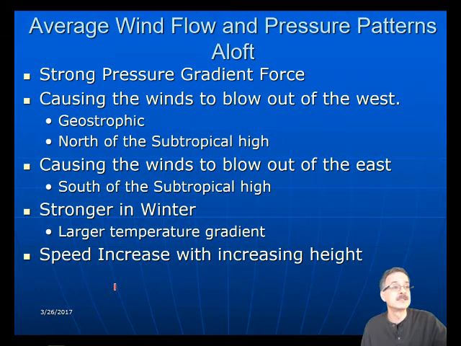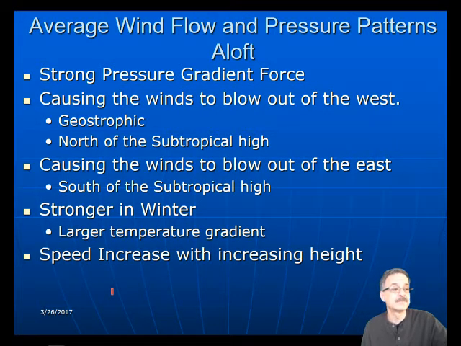All right, let's talk about average wind flow and pressure patterns aloft. When we're far aloft, all we have is the Coriolis force and the pressure gradient force. We'll have strong pressure gradient forces, which will cause the wind to blow out of the west. We call these geostrophic winds, and those occur north of the subtropical high.